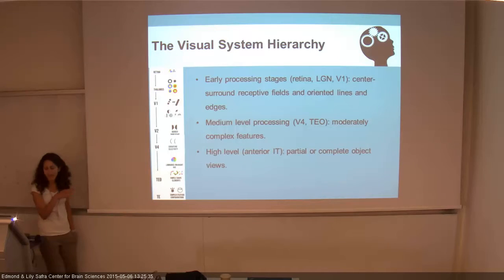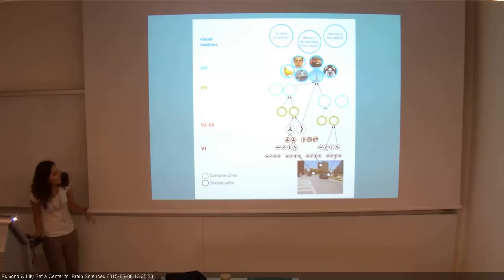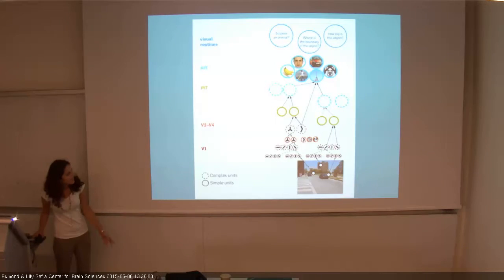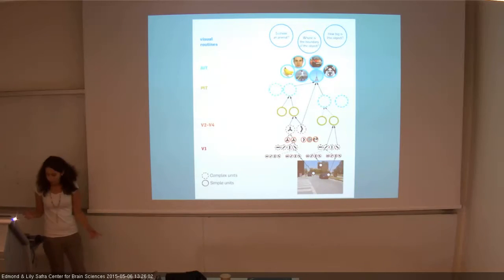Touch of light, you can be sensitive later to oriented light, and further on you can have more complex features like texture, illumination, and in the IT we have a complete object view or a partial one. So what are exactly all these partial object views? What are the blank circles here? What features is the IT sensitive to?